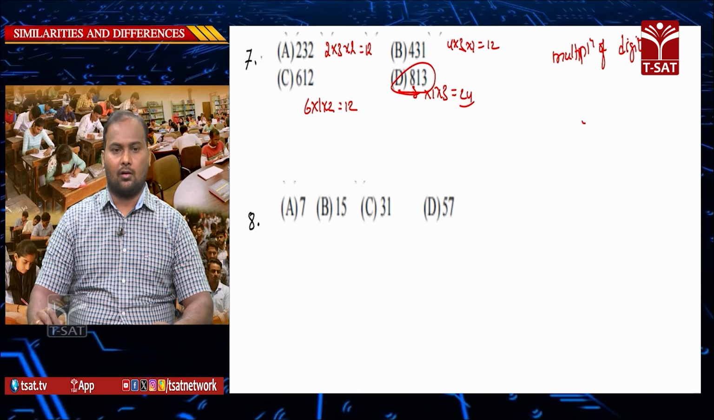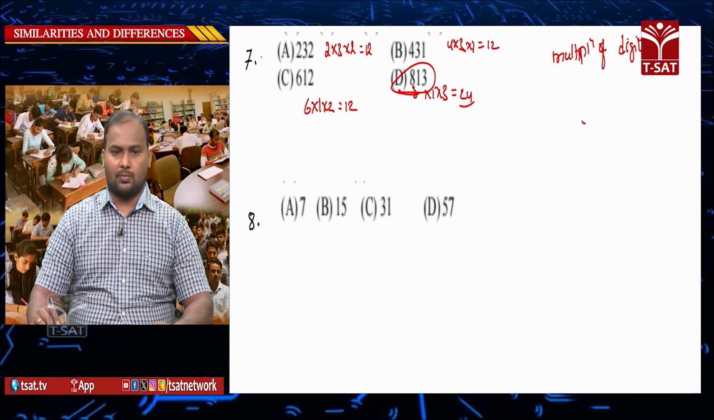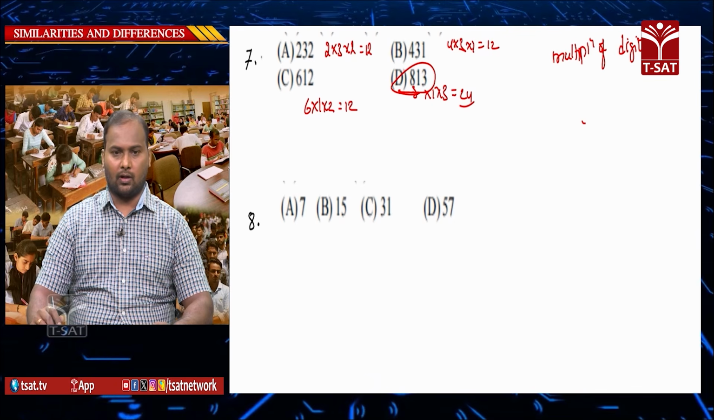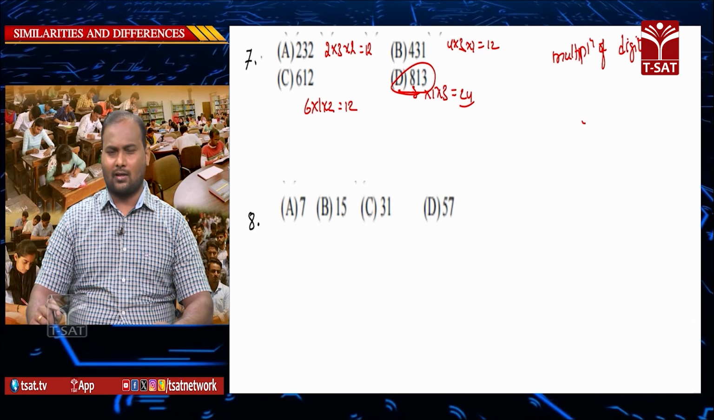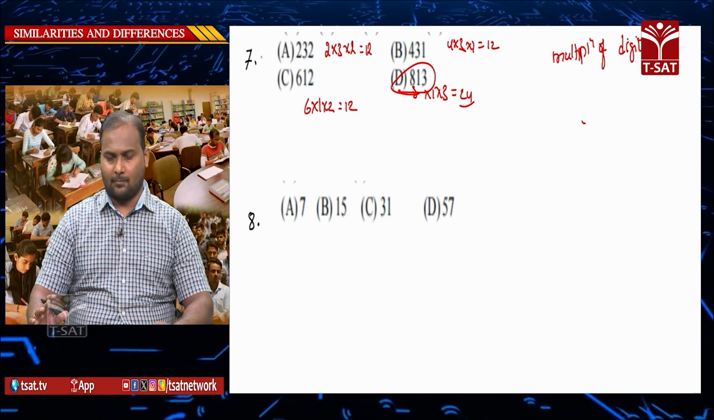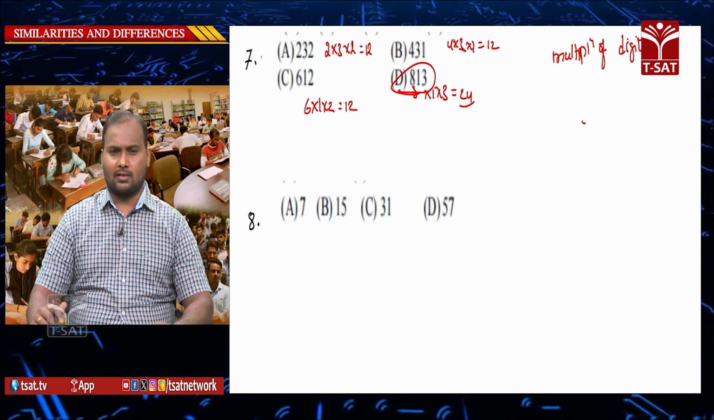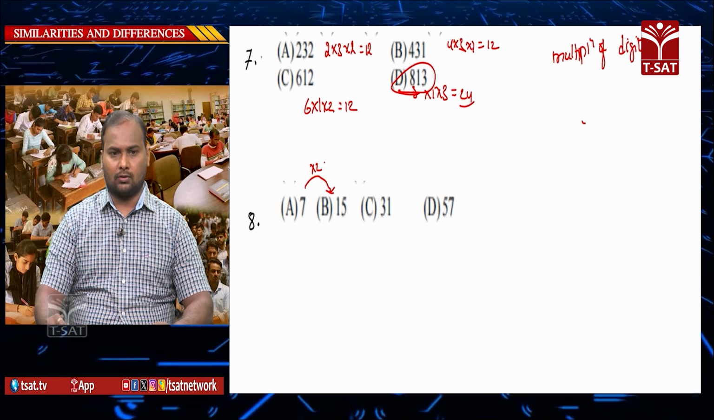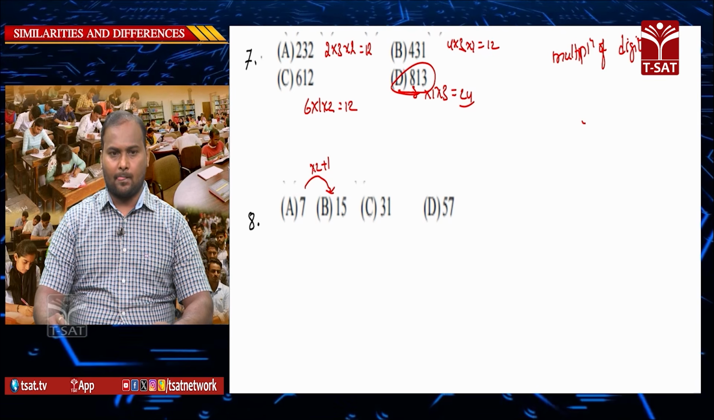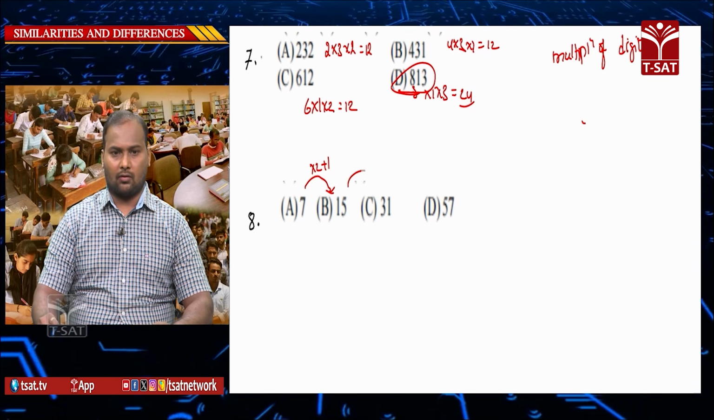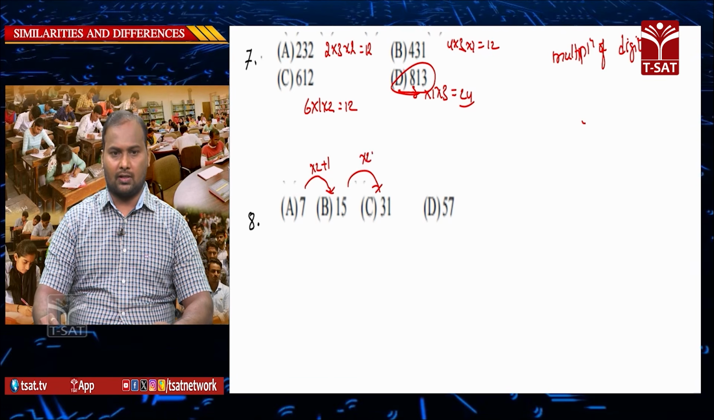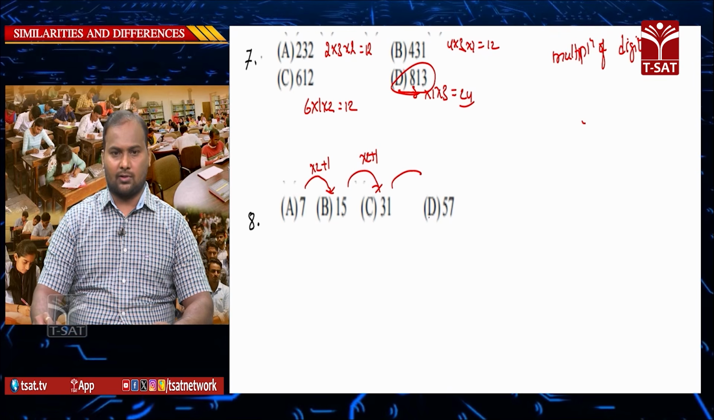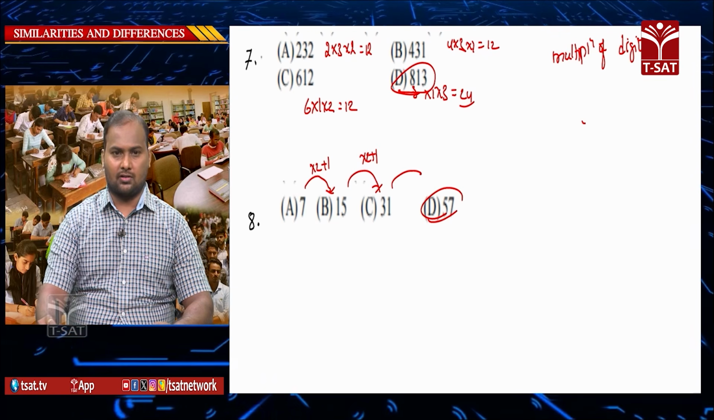Next question. In this question, the options are 7, 15, 31 and 57. If you carefully observe these numbers, all are different numbers. The problem is that some students think that here 7, here 15, so it is multiplied by 2 plus 1. It's a combination of multiplication and addition. Or 15, 31 into 2 plus 1. This is not possible, so the answer is option D? No, this is not the logic.